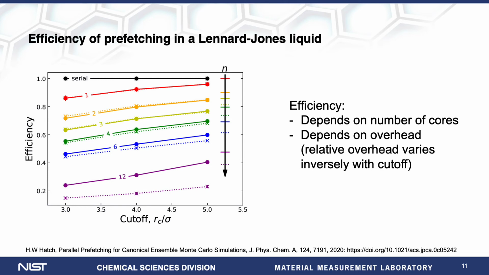Prefetching is more efficient for more expensive potentials, such as patchy particles or models with electrostatics, with the speed up of 3 times faster using 4 cores. Note that this was the efficiency target I mentioned in the earlier slides. Now the dashed lines show the reduced efficiency we would get if we did not optimize the acceptance probability and instead used the optimal serial value of 20%. As you can see, the reduction in efficiency is much more pronounced at larger numbers of processors.